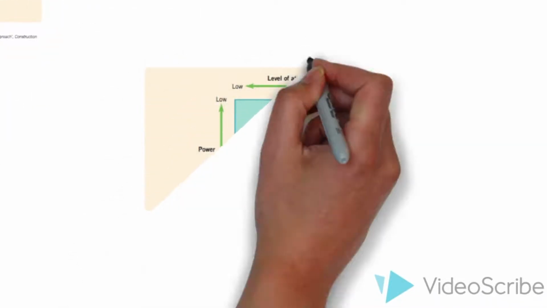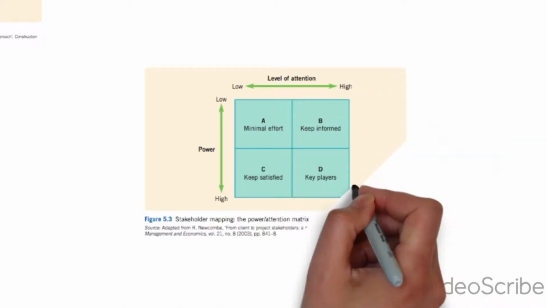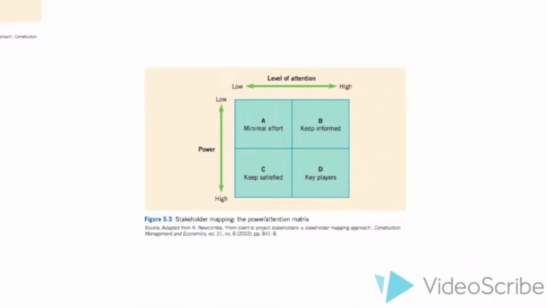Looking at the stakeholder mapping again, you can see 4 different squares, A, B, C, and D. A is the minimal effort, so that are stakeholders which have a low level of attention and a low power. B are the stakeholders which you should keep informed, so they have a high level of interest or attention, but a low power. Then C are the stakeholders which have to be kept satisfied, with a high power and a low level of attention. And last but not least, there is D, the key players, which have a high level of attention and a high power as well.